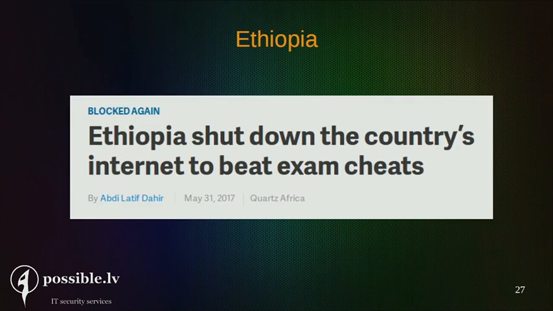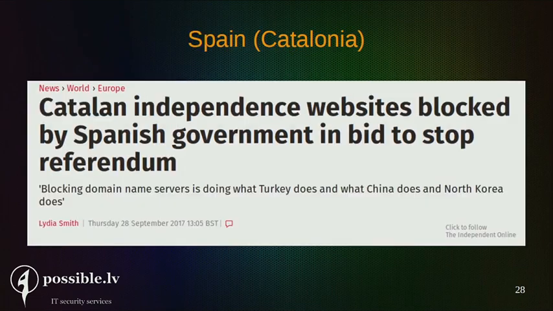Ethiopia has a tradition of shutting down the internet in the whole country. Sometimes top hotels still have some kind of connection, but other than that, the whole country is being shut down to beat students cheating at exams. So apparently people there do not see the balance correctly between cheating at exams and the economic growth that internet access can bring to the country.